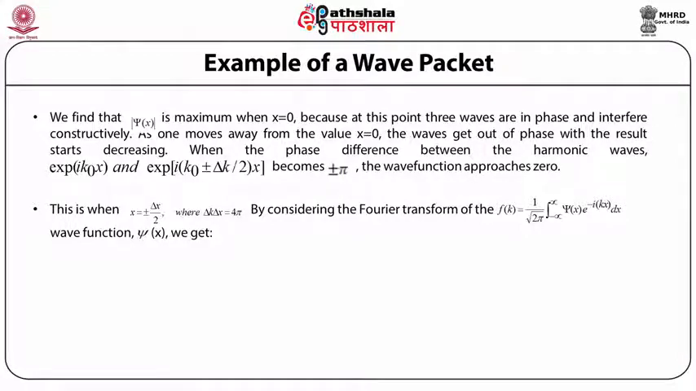to 4 pi. Now we consider the Fourier transform of the wave function psi x. The Fourier transform f as a function of k is equal to 1 by under root 2 pi integral with limits from minus infinity to plus infinity psi x e to the power minus i k x into dx.